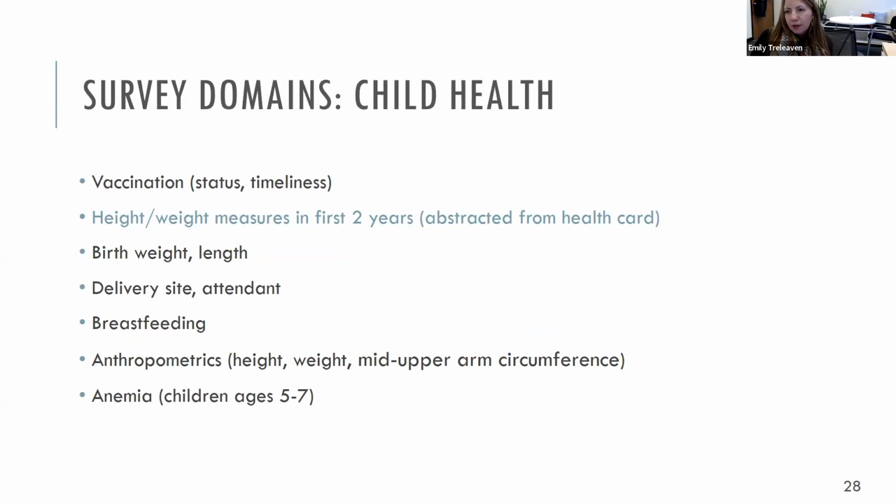This time we included, again, vaccination and birth outcome information, as well as breastfeeding, and then, as I mentioned, anthropometrics and anemia. New in this survey was abstracting a lot of the vaccination information, which is typically reported from a child's health card. And in Nepal, the health card includes a height weight chart for the first 2 years of life. So for children with a card, we abstracted any recorded height weight measures from the first 2 years to be able to construct growth measures.